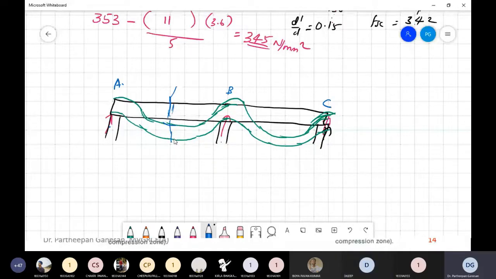What do you mean by sagging bending moment or positive bending moment? Your tension is at the bottom. But at the support point, wherever it was supported, you will have a negative bending moment. Negative bending moment, your tension will be at the top. Here also at the support point, your tension will be at the top. At this support point, your tension will be at the top. Whereas in the midspan region, the tension will be at the bottom. Now here, if you take the beam like this, this is a neutral axis.